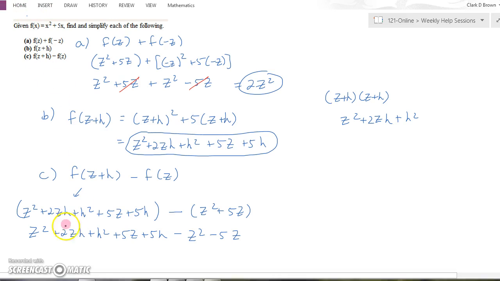So I think that the z squareds are going to cancel. Then I have a 5z and a minus 5z. Those will cancel. So I just end up with 2zh plus h squared plus 5h. And that would be my answer to part C. Okay?